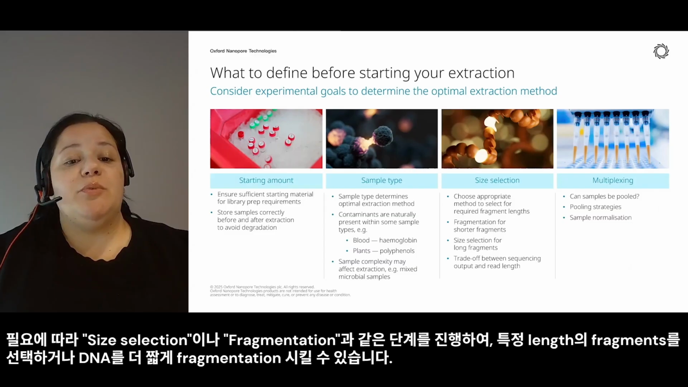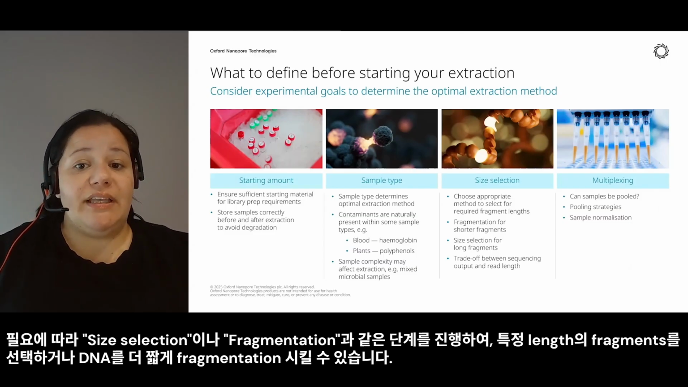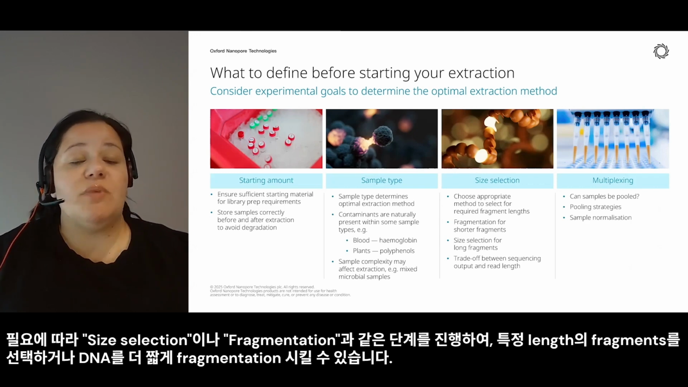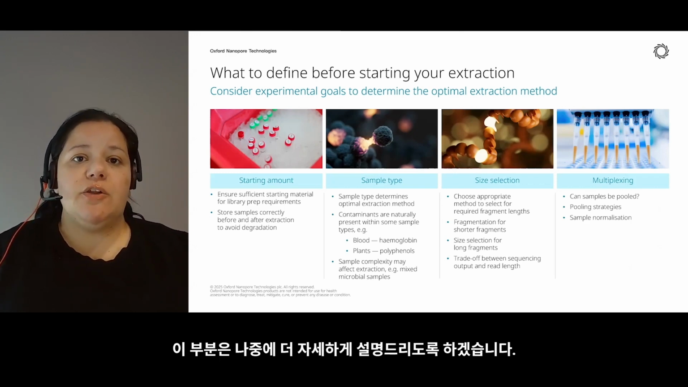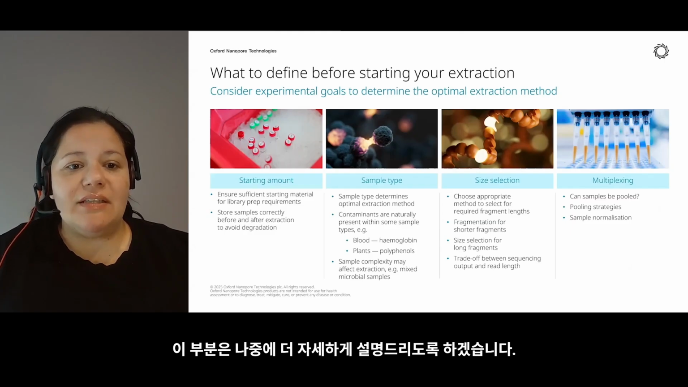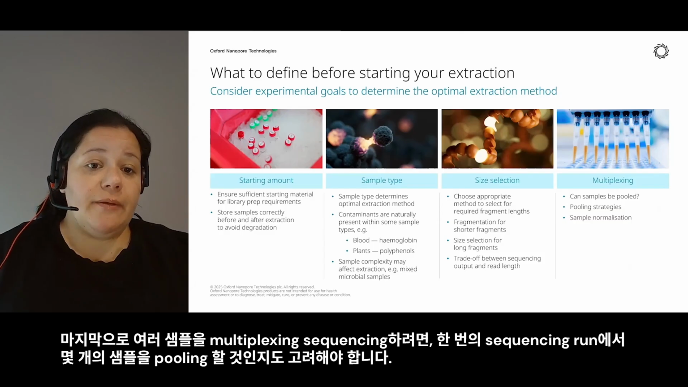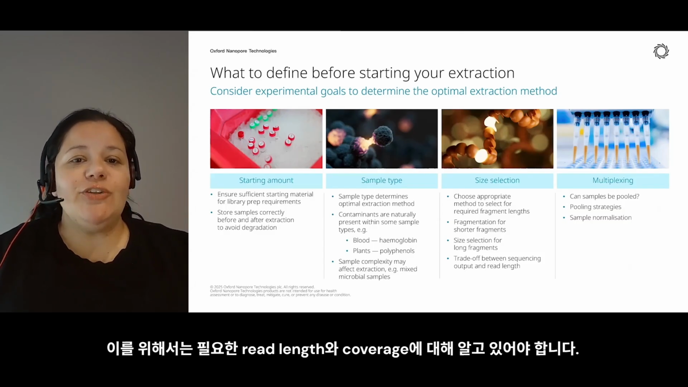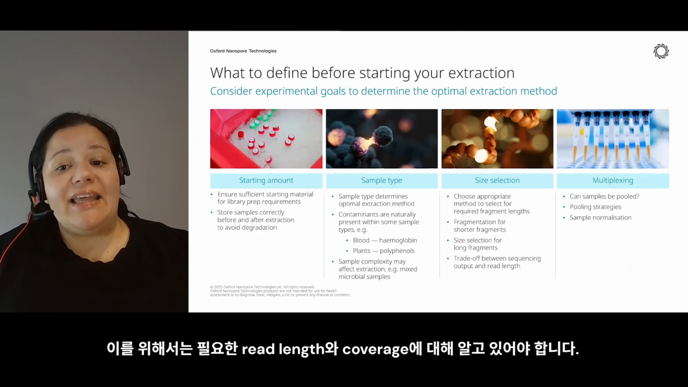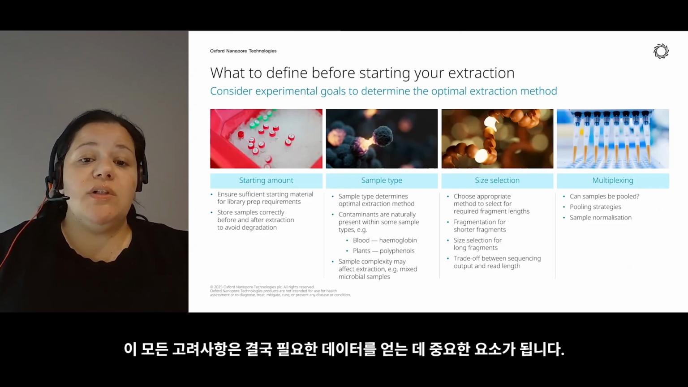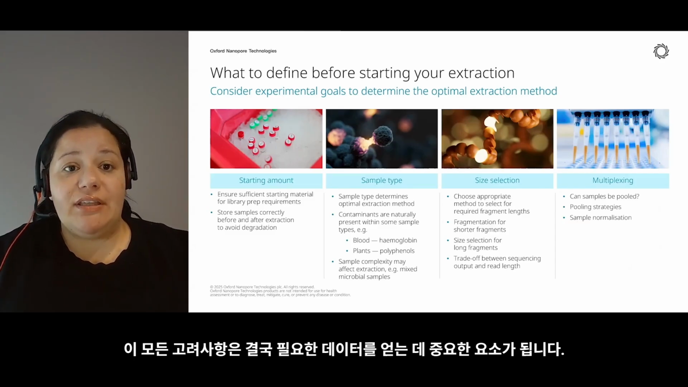And using sample manipulation like size selection or fragmentation, you can enrich for certain fragment lengths or shear your DNA to make fragments shorter. This is something we're going to go into a bit more detail in a few minutes. And finally, if you want to sequence the samples in multiplex, you'll need to consider how many samples you can pool and sequence in a single run. To answer this, again, you'll need information like the read length and the depth of coverage you will need from your data. And all of these considerations will help ensure that you get the data you need.